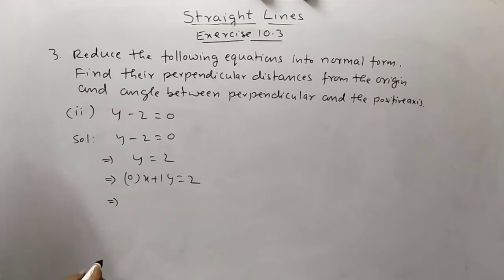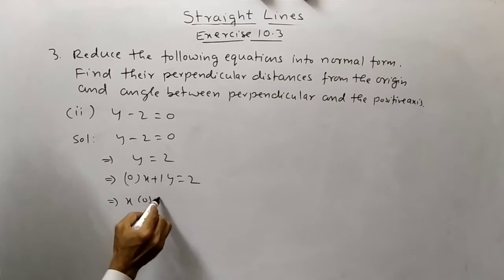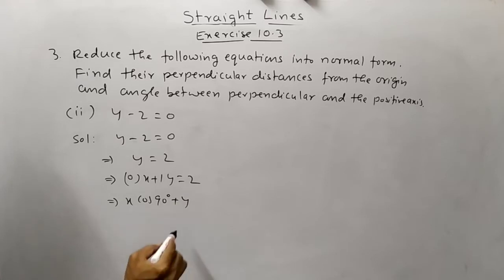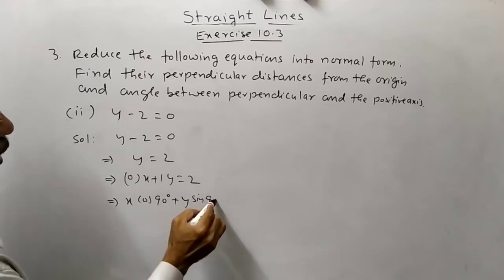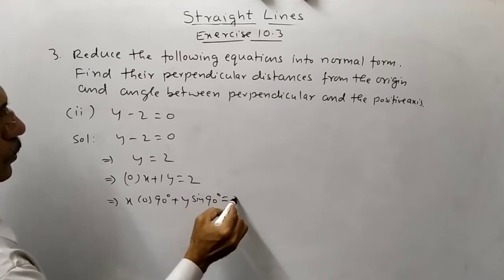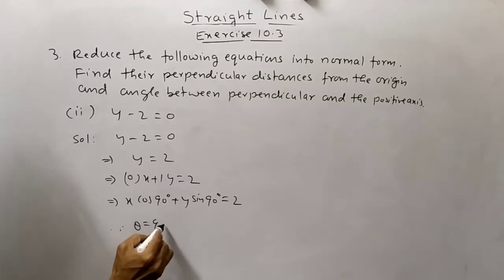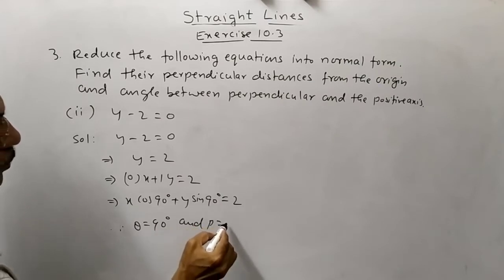Cos of which angle is equal to 0? Cos 90 degree, plus y into sin of which angle is equal to 1? Sin 90 degree is equal to 2. This is in the form of x cos theta plus y sin theta is equal to p. Therefore, theta is equal to 90 degree and p is equal to 2.